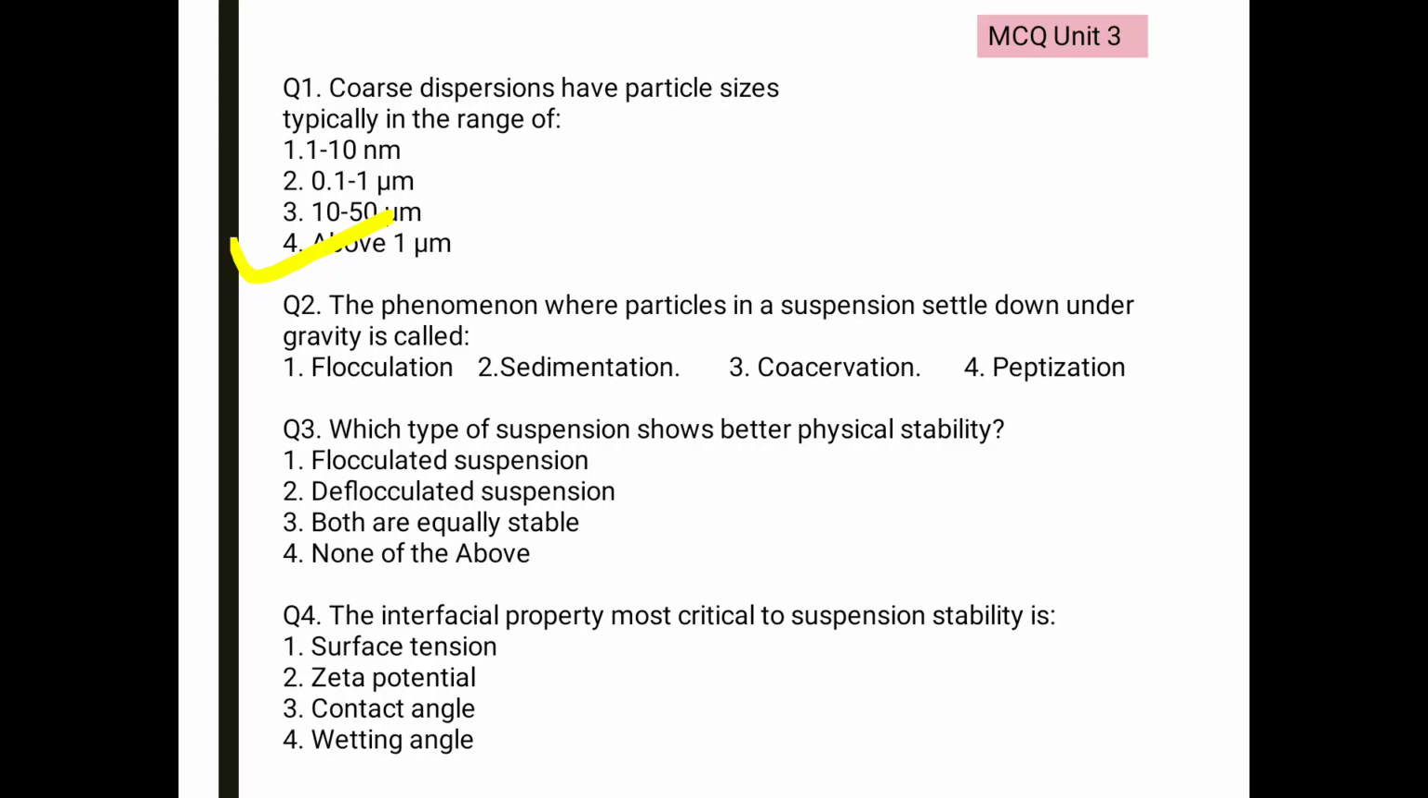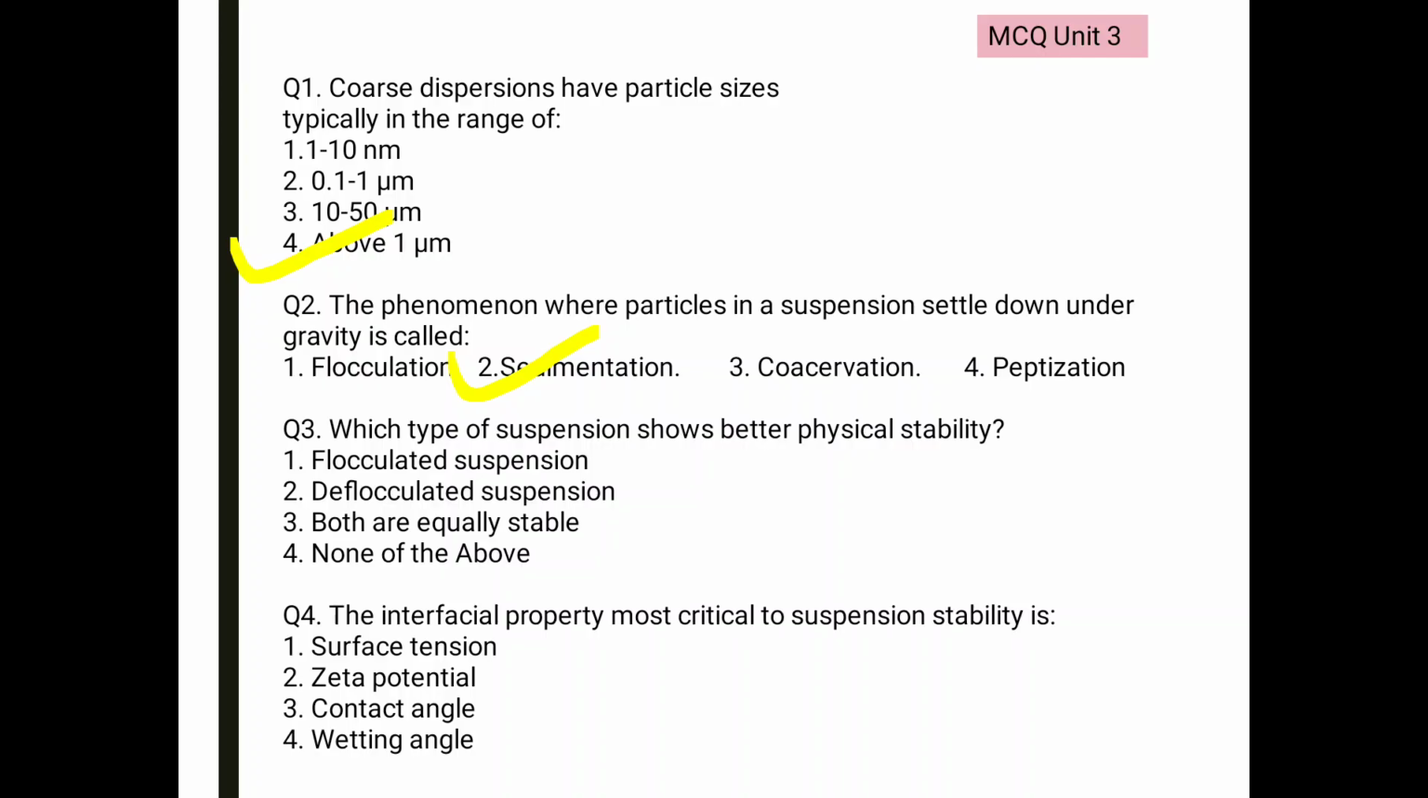Next, the phenomenon where particles in a suspension settle down under gravity is called: first, flocculation; second, sedimentation; third, coagulation; and fourth, peptization. Second is correct: sedimentation. Sedimentation is the phenomenon where the particles in a suspension settle down under gravity, meaning those particles have the largest weight and settle on the ground. That's why a suspension needs to be shaken well before use, so it is easy to disperse.